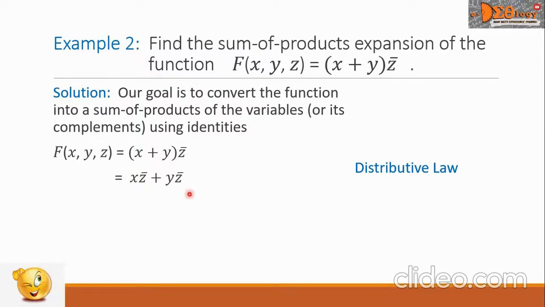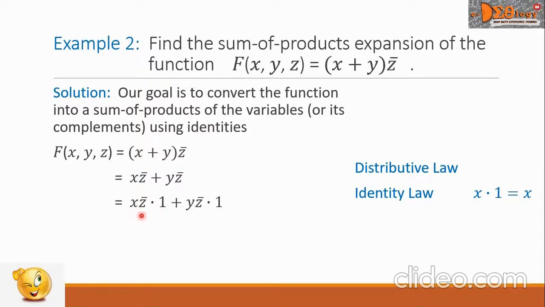And from here, we're going to show that each of these products has another factor, which is the number 1. So we have now x z bar times 1 plus y z bar times 1. This is according to the identity law, that x times 1 equals x. We have now 2 products here. In our first product, there is no variable y. In the second product, there is no variable x.